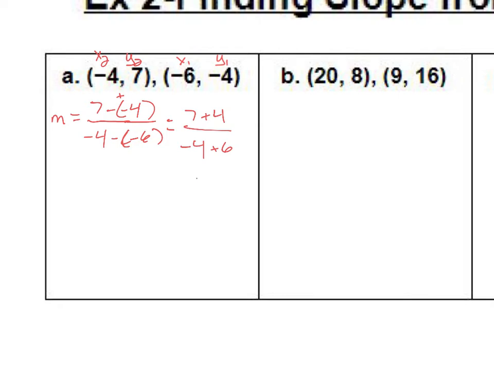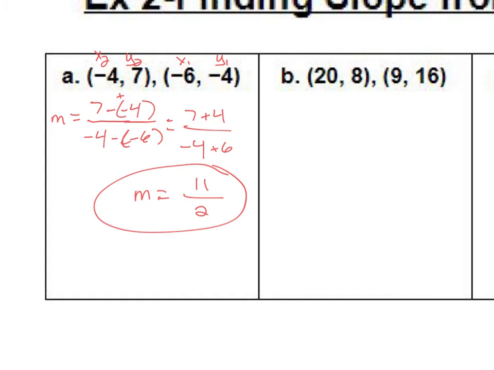So 7 plus 4 is 11. -4 plus 6, or in that case, 6 minus 4, is 2. 11 over 2. We want to look to see if there's anything to simplify. In this case, there is nothing that we can reduce. We don't want to change it to an improper fraction. So just leave it. Our slope is 11 over 2.